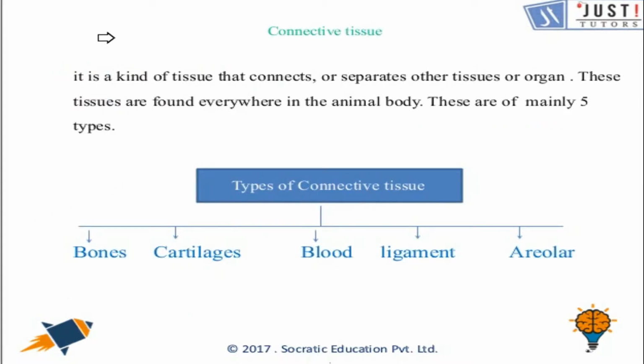Now let's move forward towards the next one, which is connective tissue. So the cells of a connective tissue are loosely scattered in a matrix. The matrix can be fluid, jelly, dense or rigid. The nature of the matrix depends on the function a connective tissue serves. Well, following are the various types of connective tissues: bones, cartilages, blood, ligament, and areolar. Let's talk about each of them in detail.